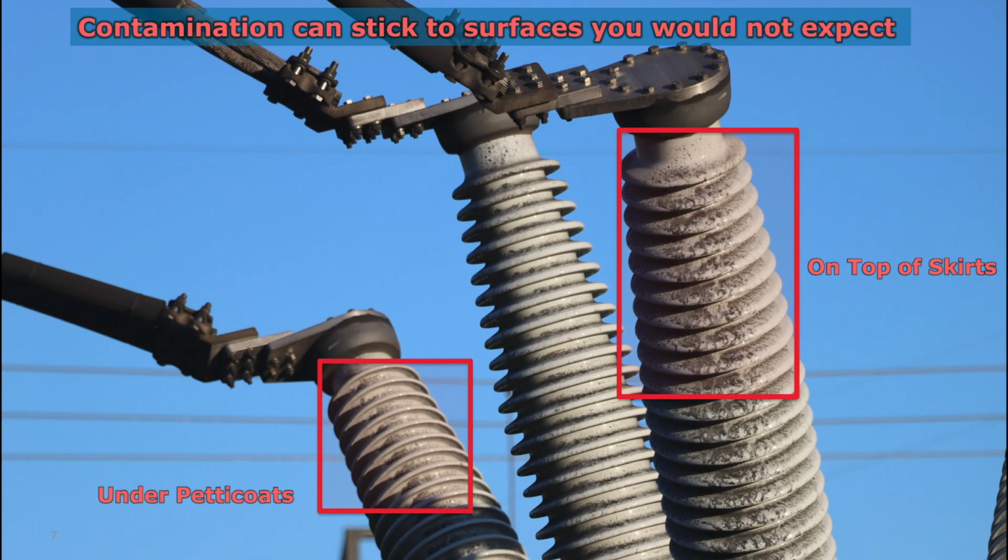In this photo, you see the previous SF6 breaker. On the right-hand side, you can see the tops of the skirts are completely coated with this carbon black. It's blown in by the wind from the west. And on the left picture, you can see it's even gone to the petticoats and stuck to the underside of the petticoats, which is normally a clean section, breaking that contamination layer.